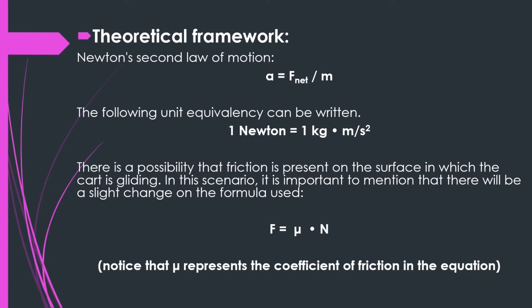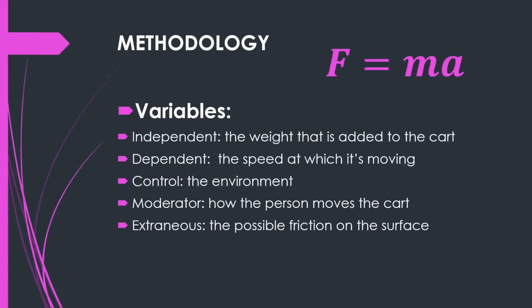There is a possibility that friction is present on the surface in which the cart is gliding. In this scenario, it is important to mention that there will be a slight change on the formula used. As said before, the formula is the force equals mass times acceleration. The variables here are the independent, the weight that is added to the cart; dependent, the speed at which it's moving; control, the environment; moderator, how the person moves the cart; extraneous, the possible friction on the surface.